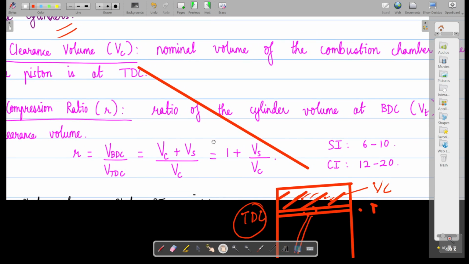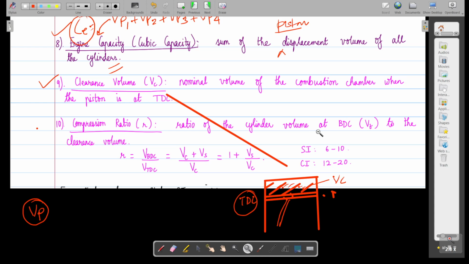So compression ratio is the ratio of the cylinder volume at bottom dead center to the clearance volume. At the bottom dead center we have the clearance volume plus the piston displacement volume Vp. So it is Vp by Vc, again I write here Vp by Vc. For the spark ignition engine, that is petrol engines, the compression ratio is 6 to 10, whereas for the compression ignition engine it is 12 to 20. Compression ignition engines means diesel.